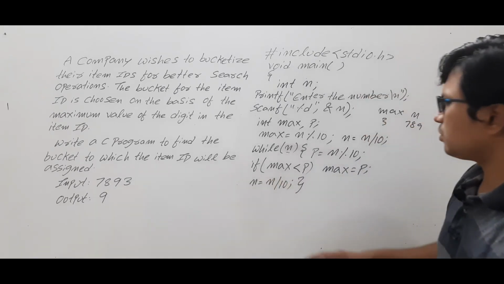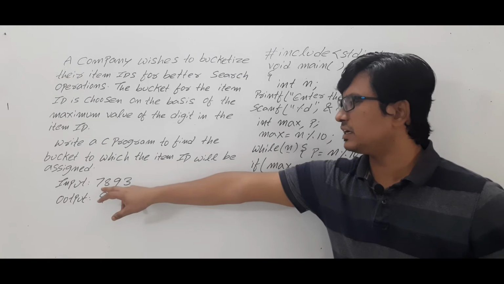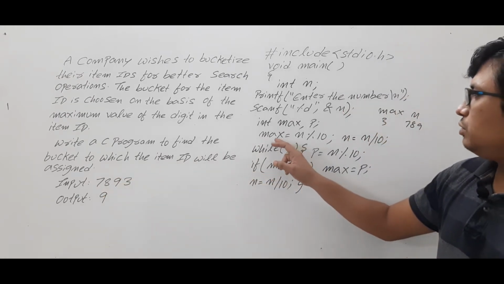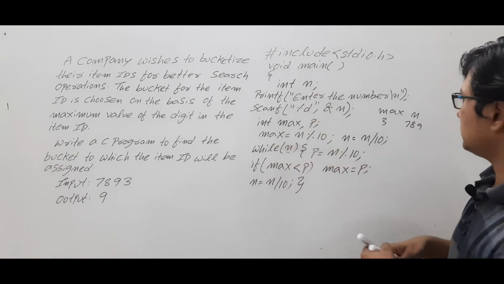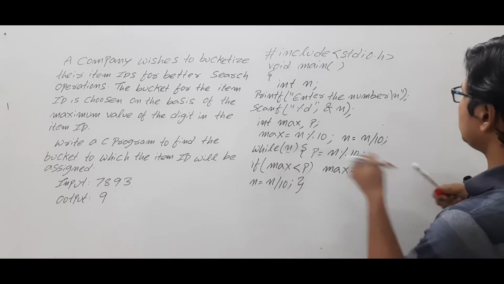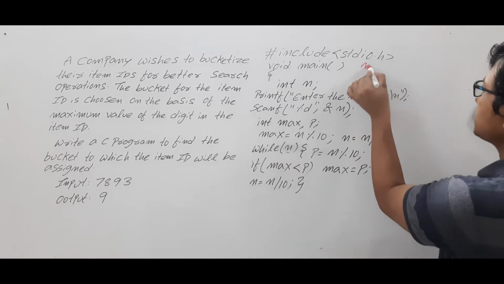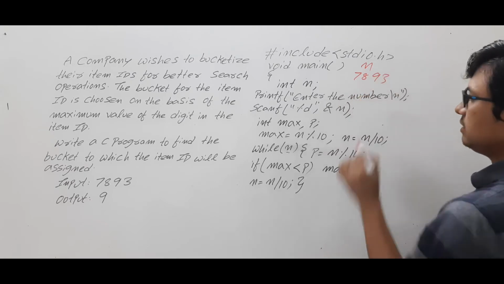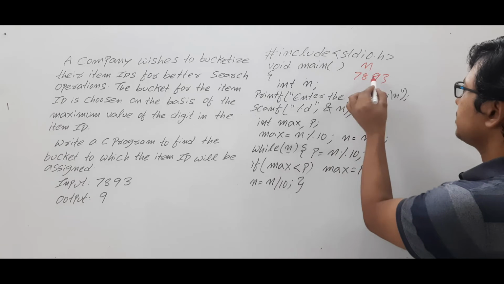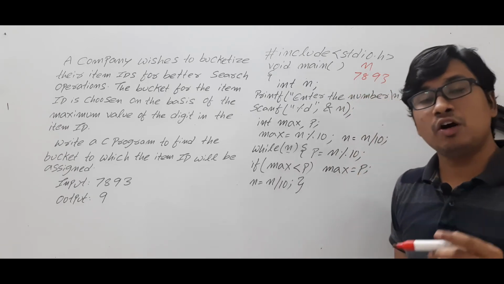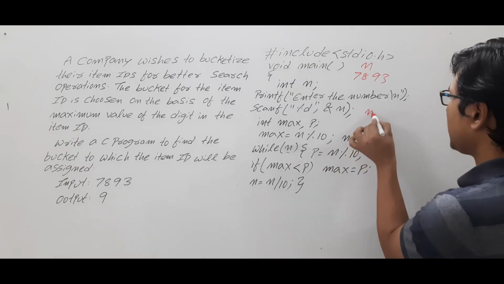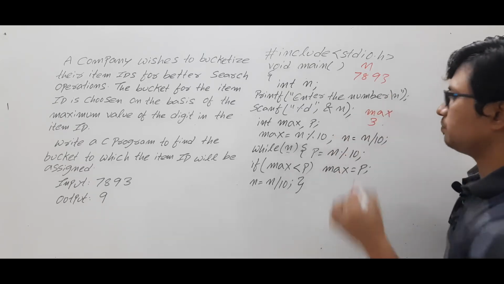Take any number you like, but for your understanding, let me take this input 7893. Now look here. The user has entered n value as 7893 initially. So n is having 7893. Now max is equal to n modulus 10. 7893 modulus 10: the modulus operator always gives you the remainder. So you will get 3 here. So max is having 3 right now.